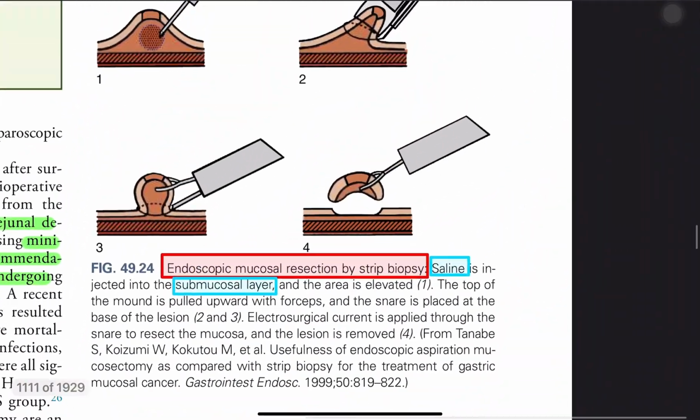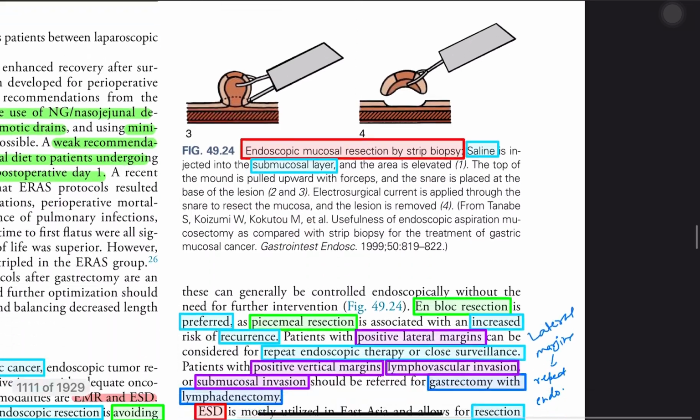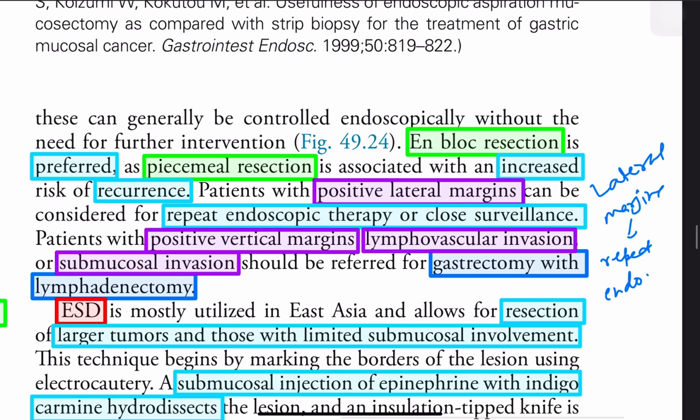Here is the picture of EMR. We have injected the saline, then this is elevated, the snare is applied and it is resected. So, strip biopsy. Saline is injected in the submucosal layer, this is asked. Because you have to resect the mucosa, saline is injected in the submucosal layer. So we can do en bloc resection or piecemeal resection.